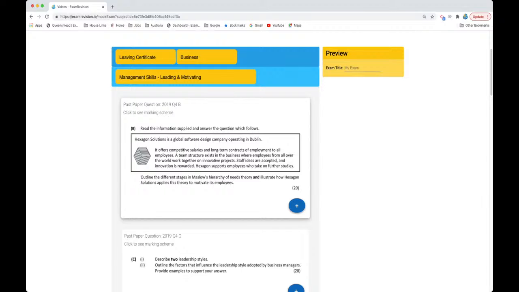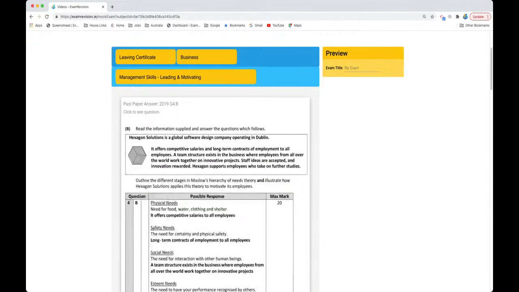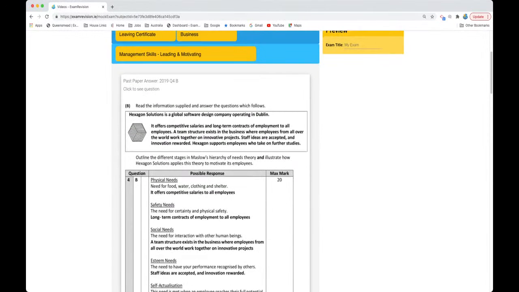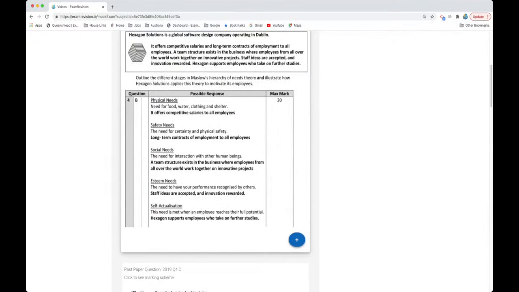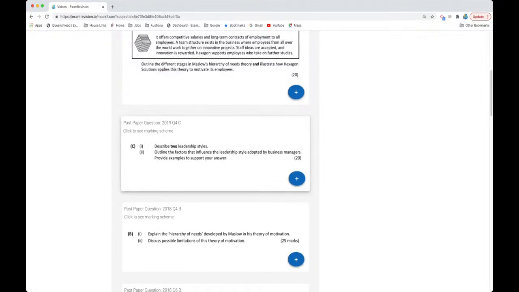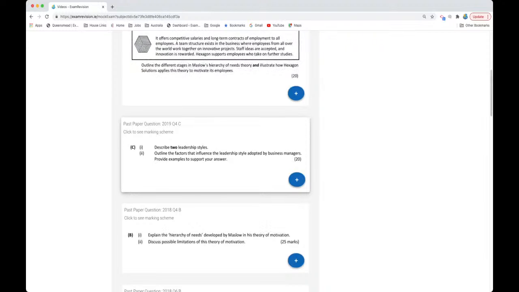And if we want to look at the suggested answers, we just click on it and get the suggested answers. Okay, 20 marks here. Describe 2 leadership styles, and outline 1 factor that influenced the leadership style adopted by business managers, provide examples to support your answers. It didn't say illustrate here, but they did say provide examples, so you must provide examples. Describing 2 leadership styles is 10 marks, and outlining your factor is 10 marks. So state, explain, example is going to work for that one.